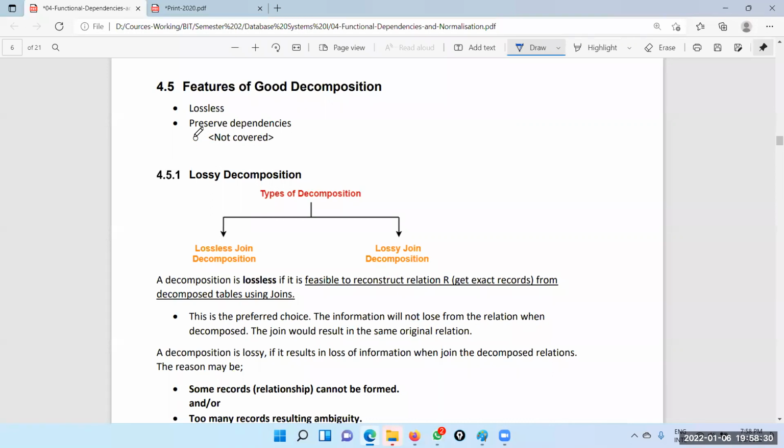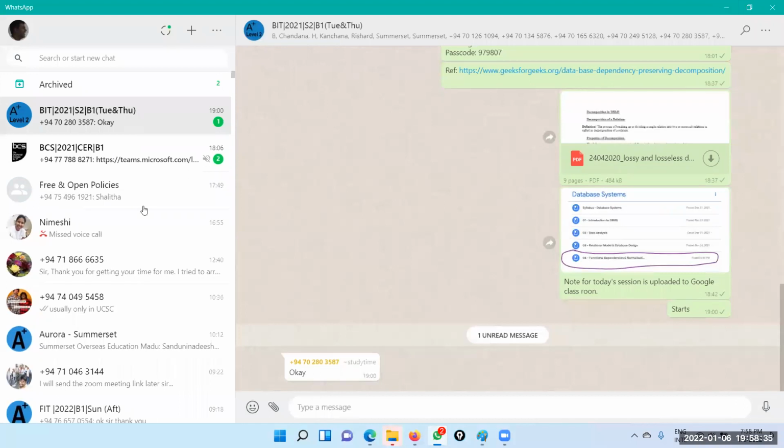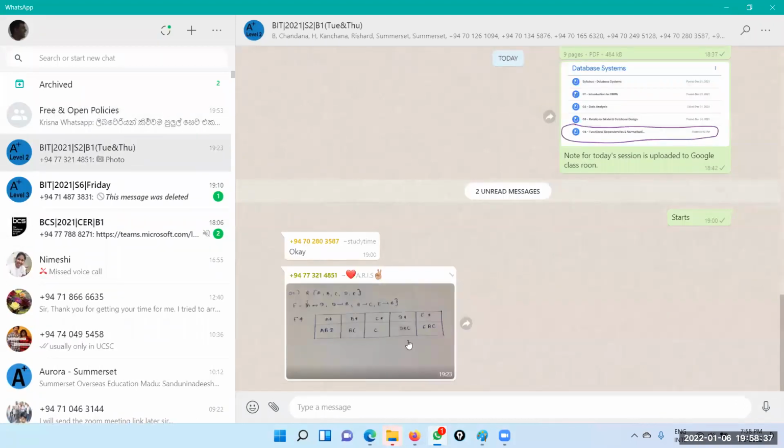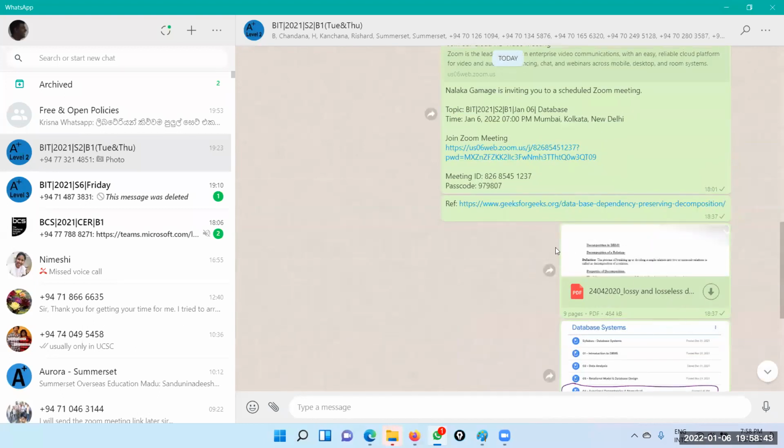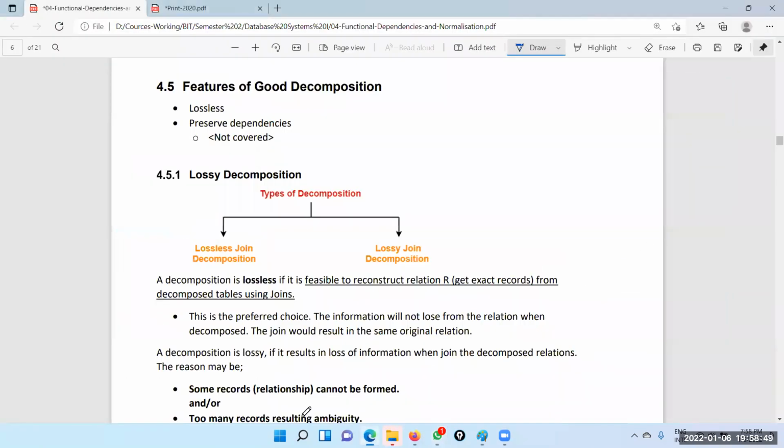I posted a separate topic note for that also. Okay, sorry, I didn't see that. So this one is also there as a supplementary note. Actually, I took all the examples from this PDF. That PDF has a little bit more information, right? So, features of good decomposition.